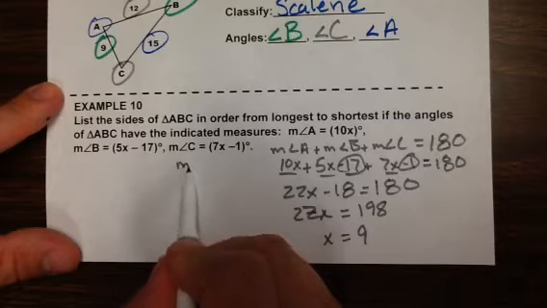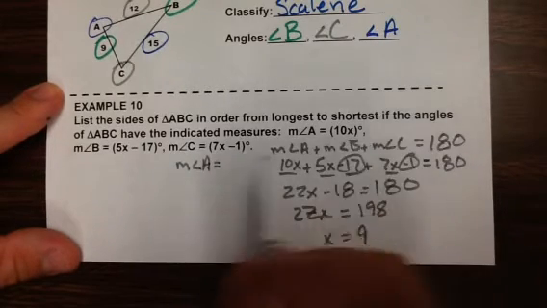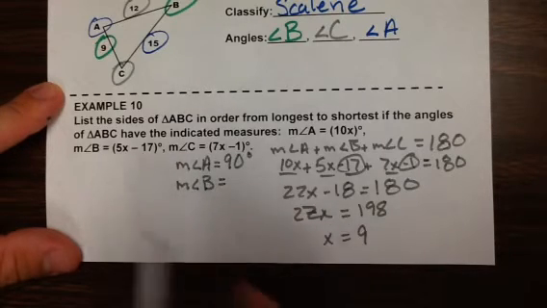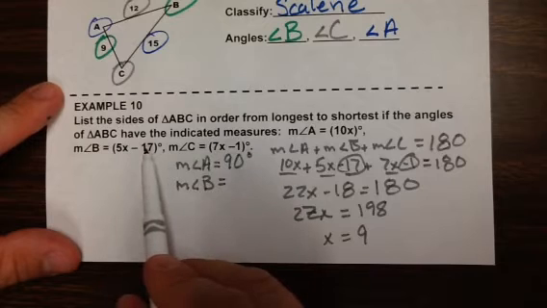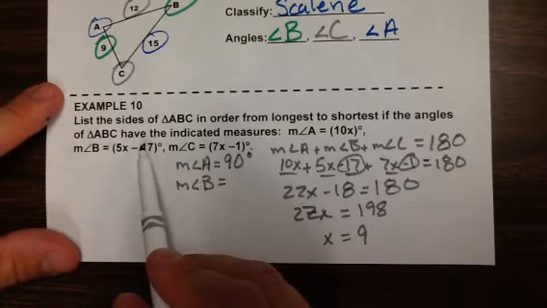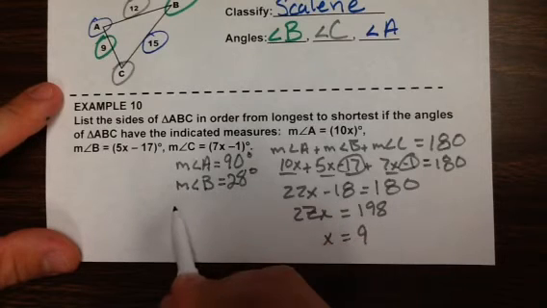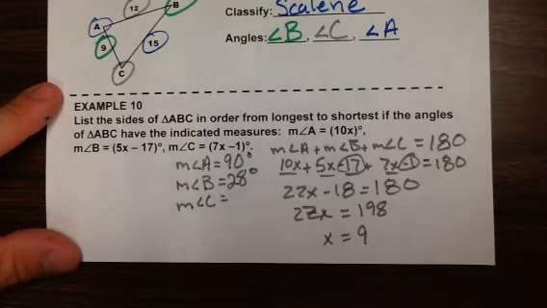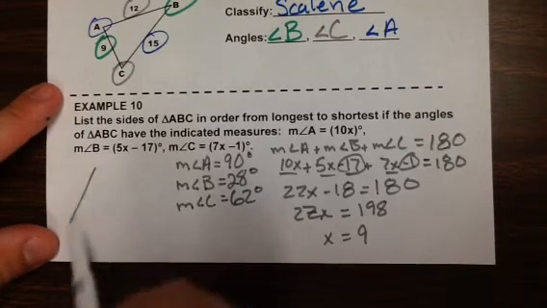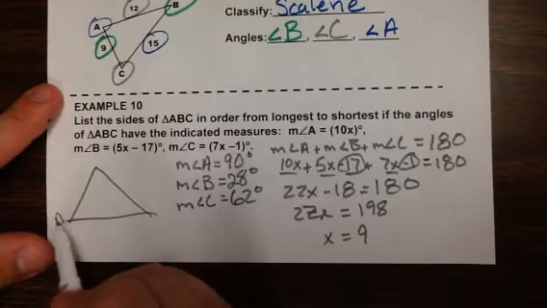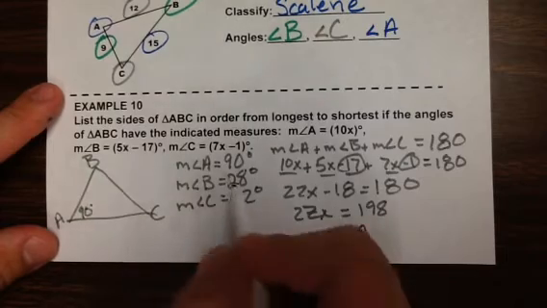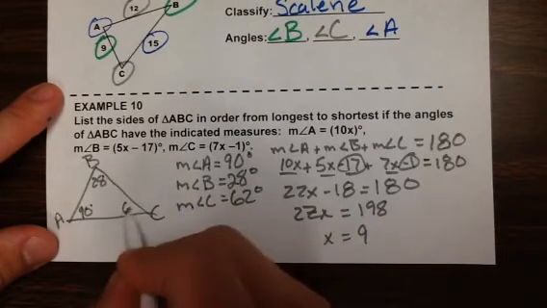I'm going to say the measure of angle A is 9 times 10, which is 90 degrees. The measure of angle B is 9 times 5, which is 45, minus 17, which is 28 degrees. And the measure of angle C is 9 times 7, which is 63, minus 1, which would make it 62 degrees. So I'm going to go ahead and draw us a picture. Talk about angles A, B, and C. It doesn't really matter to me which one's which. They say this is 90. They say this is 28, and this is 62.